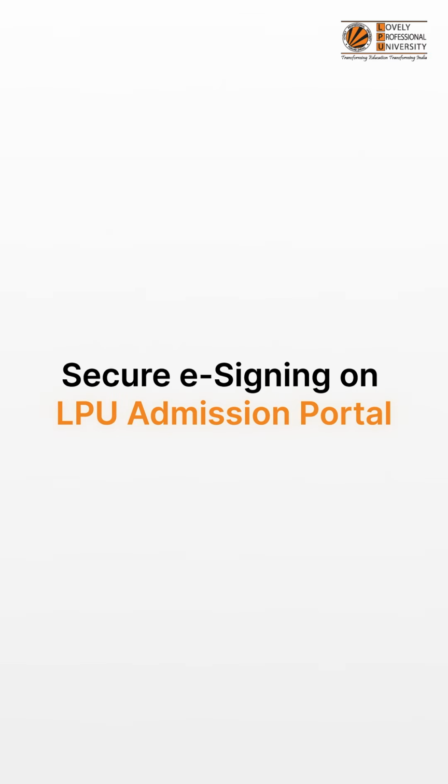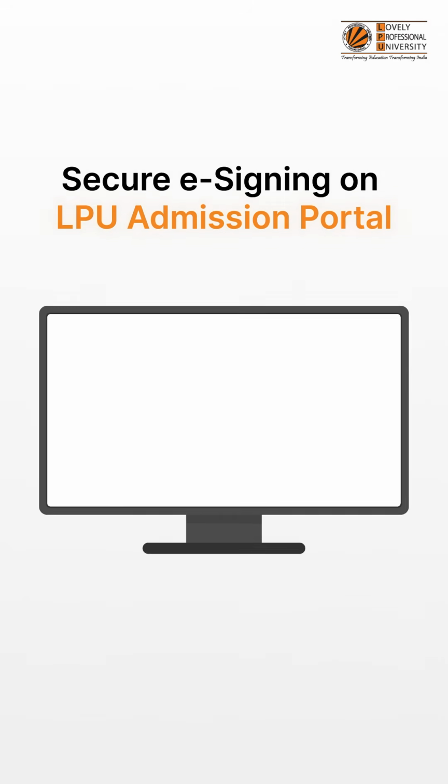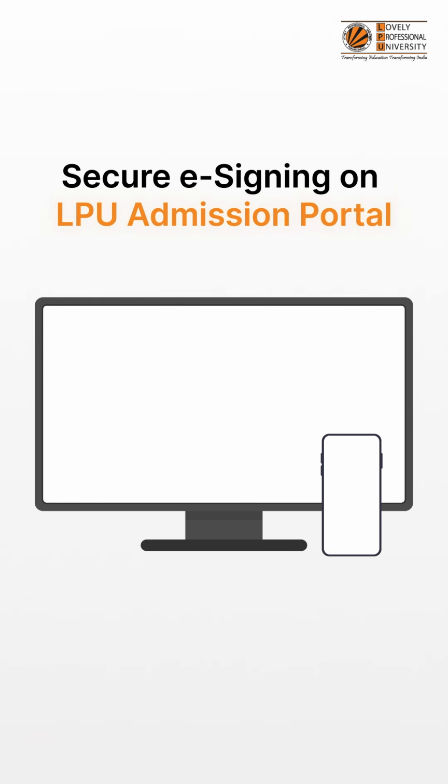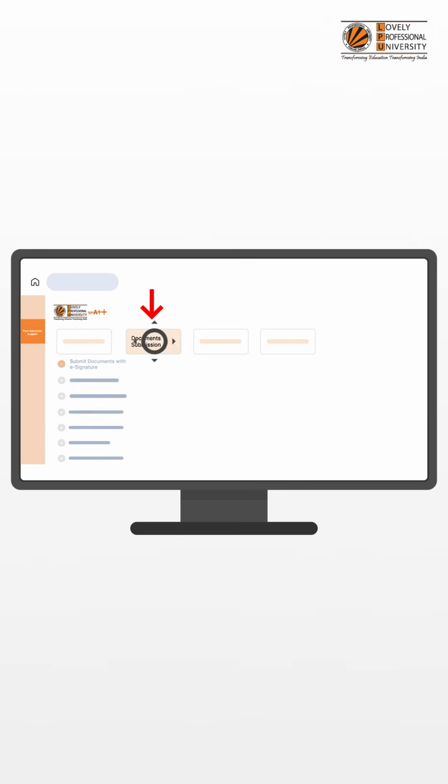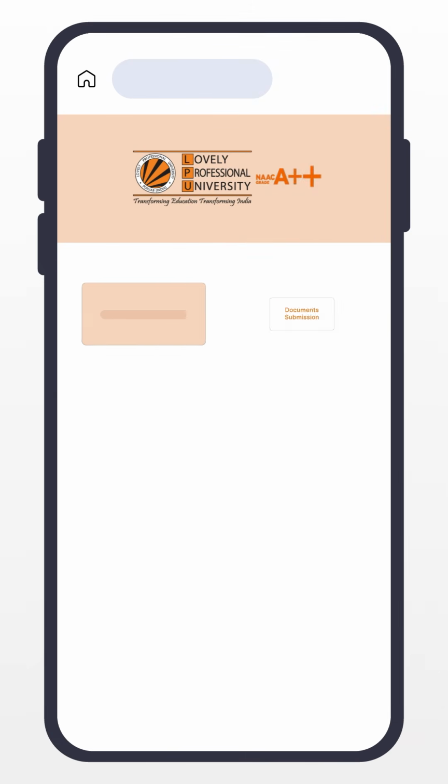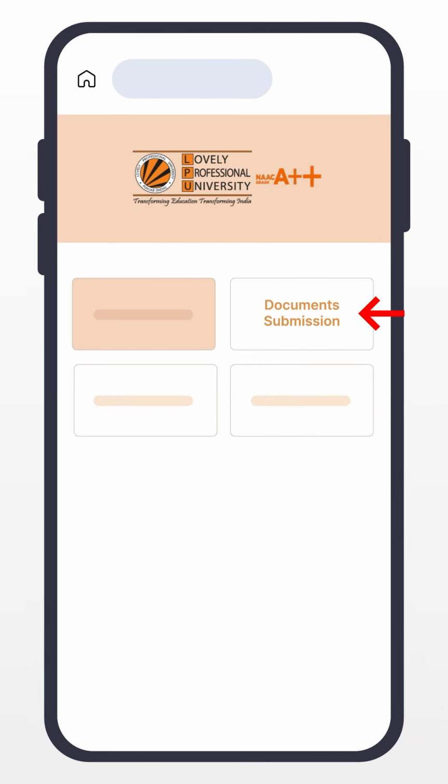Students can access the secure e-signing workflow integrated within the LPU admission portal using either a desktop or a mobile phone. Both follow the same procedure. First, let's take a quick look at how it appears on desktop. And here is the mobile view. Now, let's continue with the process using the mobile view.